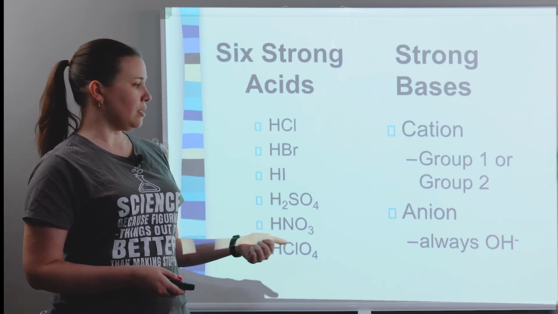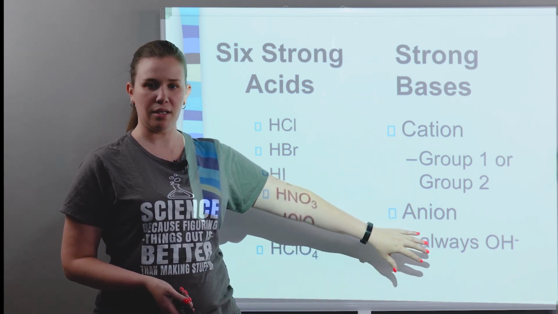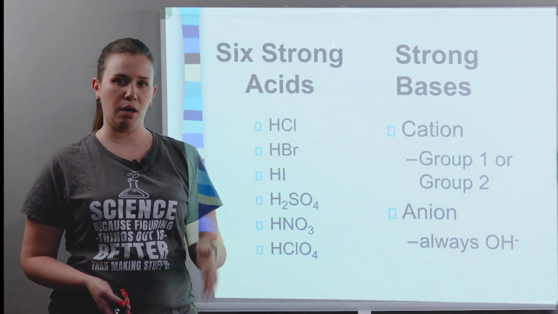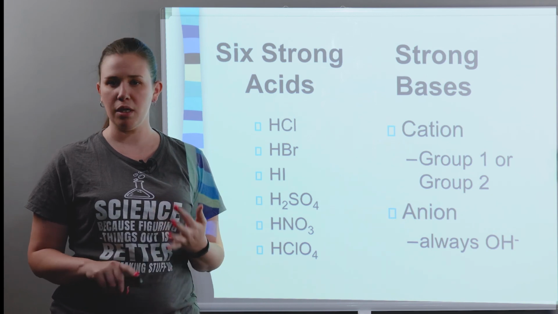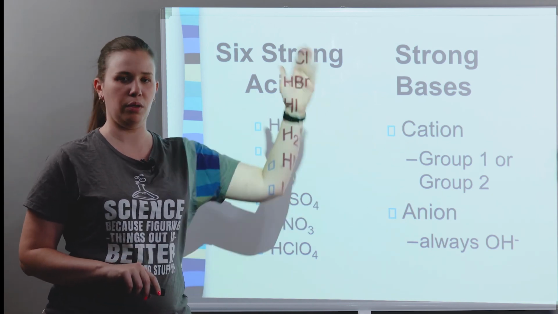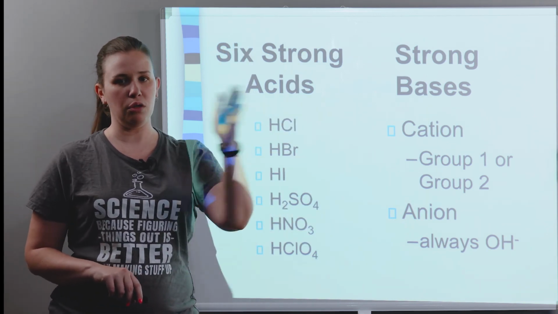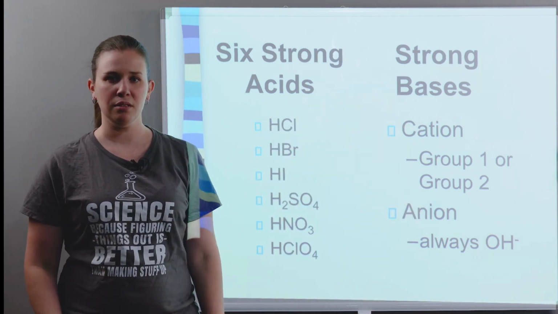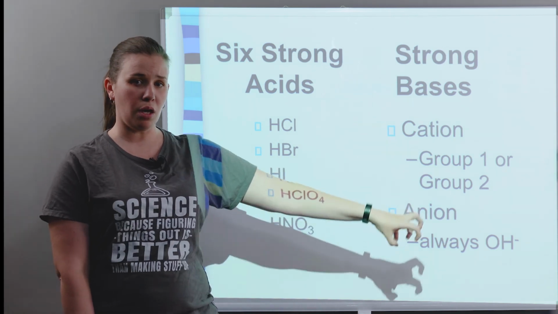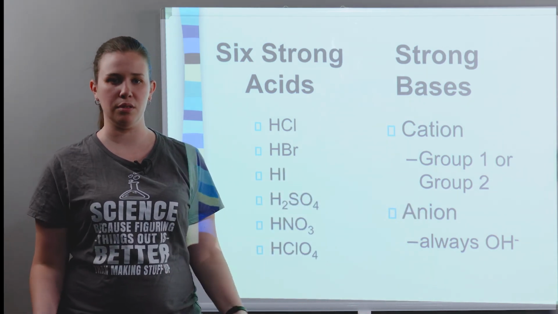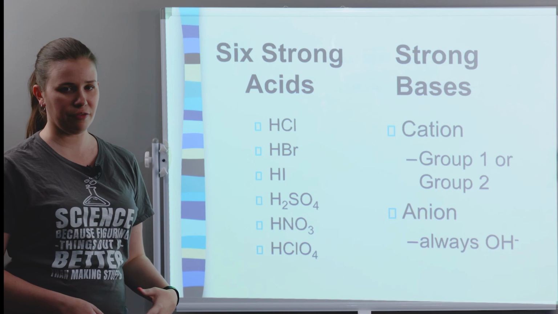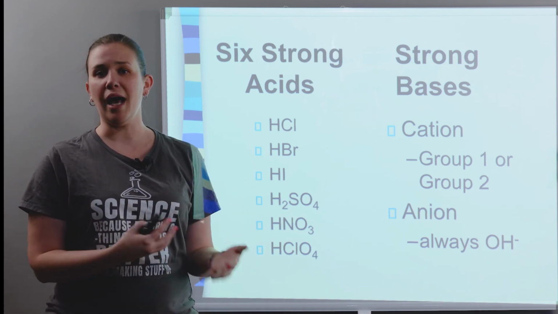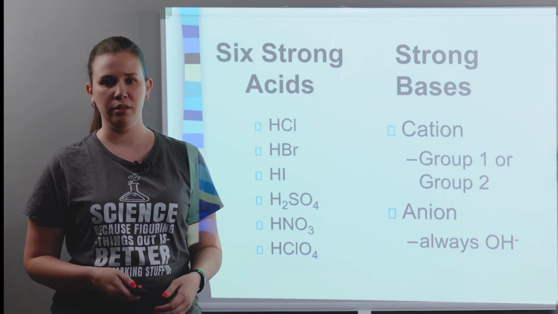Your strong bases will always have hydroxide as the anion, and their cation will come from your alkali metals or your alkaline earth metals. No transition metals, no metalloids, just the group 1 and group 2. If you've got like sodium hydroxide or magnesium hydroxide, that would then be categorized as a strong base. So only those compounds would 100% dissociate. Anything else that doesn't fit into these categories, we would say would be a poor electrolyte, or it would be not as good at conducting electricity.